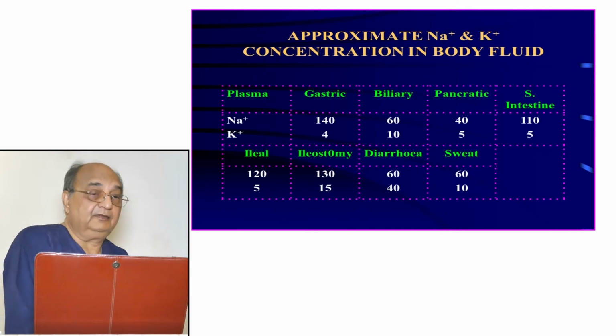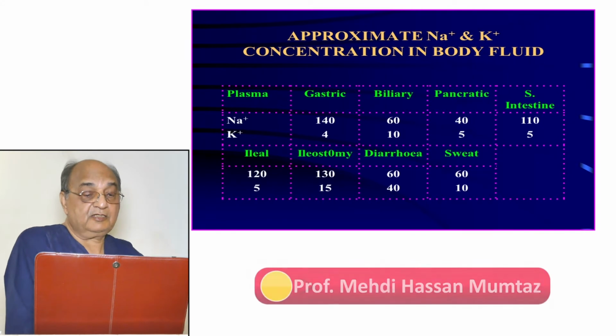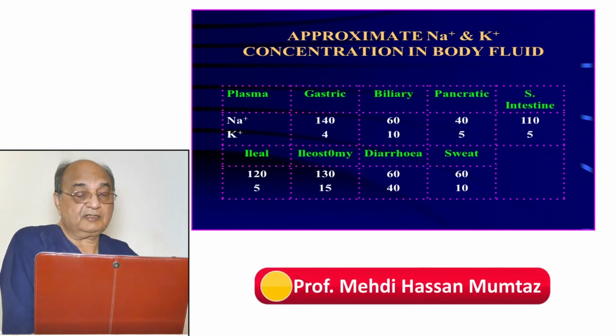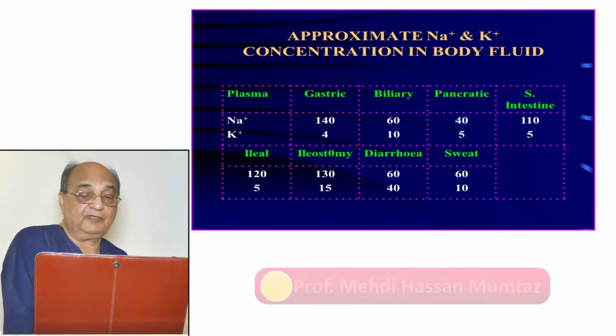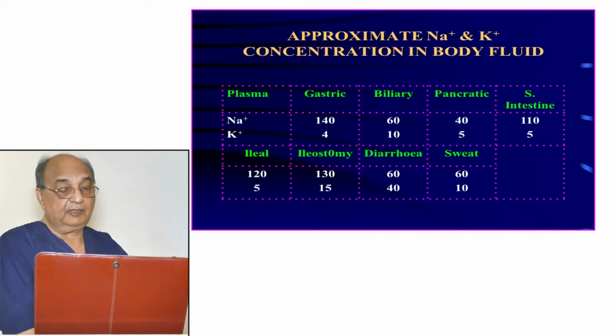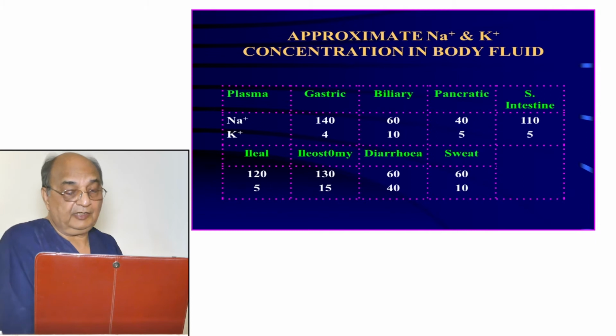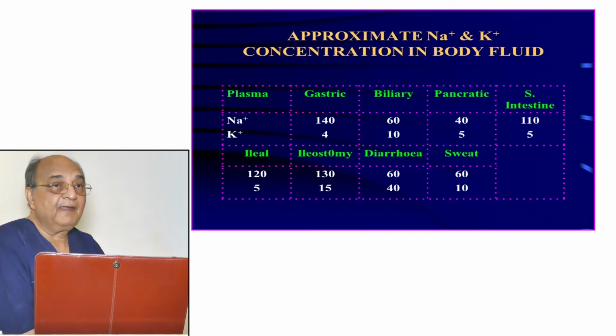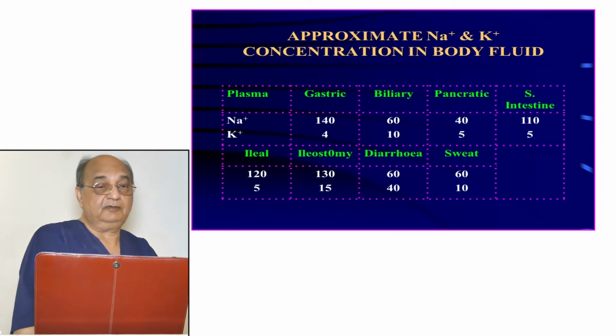On the other hand, all the secretions have a potassium level higher than that of plasma. Like gastric secretion has 4, biliary has 10, pancreatic has 5, and small intestine has 5, then ileal 120, then ileostomy 130, diarrhea 60, sweat 60. It means when you're losing these secretions, you tend to go into hypokalemia.